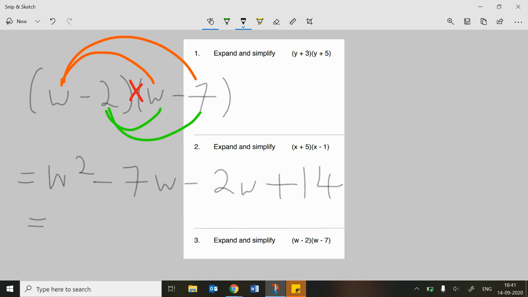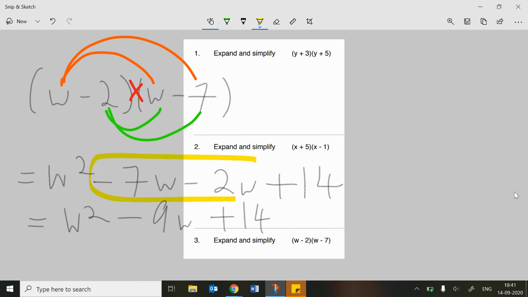Okay, now we can simplify that one. We've got w squared, take away 9w, and then plus 14. And we can see that these two middle terms here simplify. Minus 7, take away minus 2, gives you minus 9. Some people struggle with that one a little bit. They might think that becomes a plus 9 because you've got two minuses, but the two minuses aren't together.